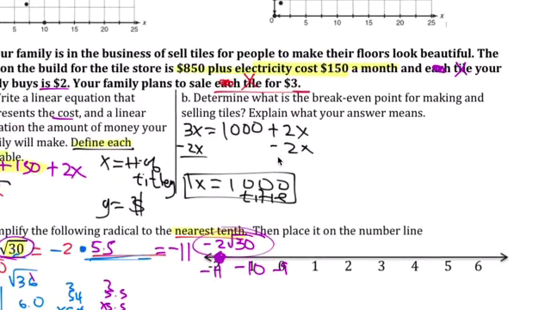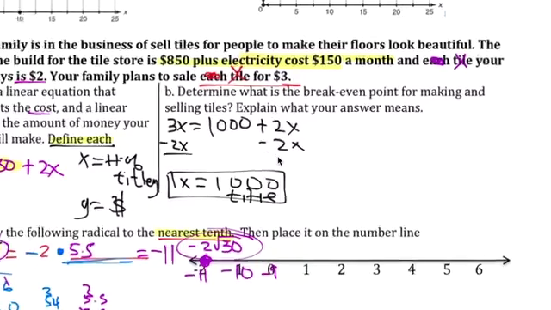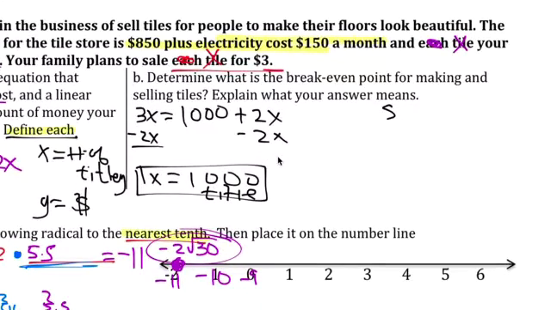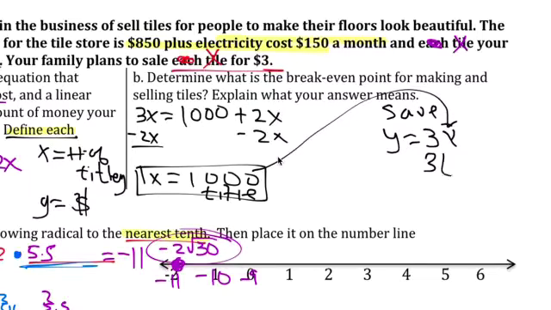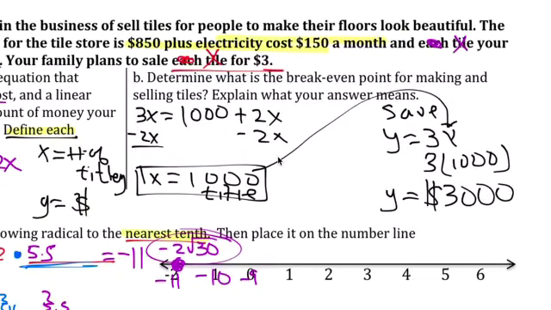Okay, how much will they make for selling 1,000 tiles? So they're going to sell it for $3 each. So multiply 3 times 1,000 is 3,000. So they're going to make $3,000. So they're going to also pay $3,000. At this point, they make nothing.